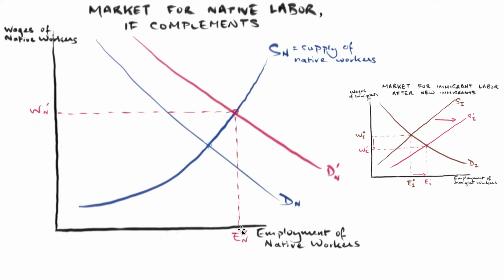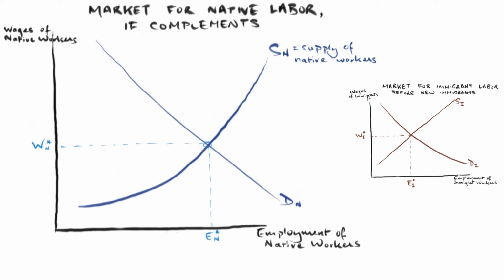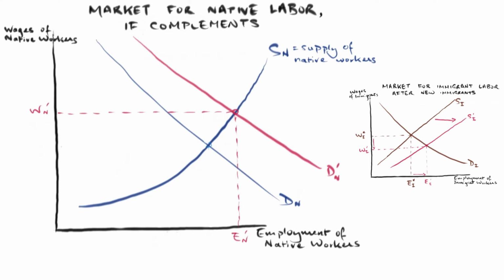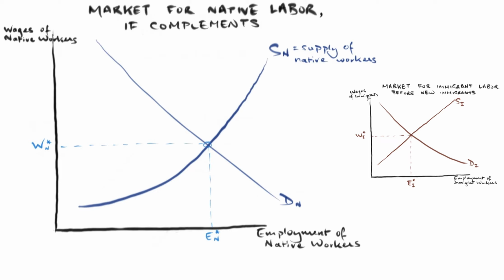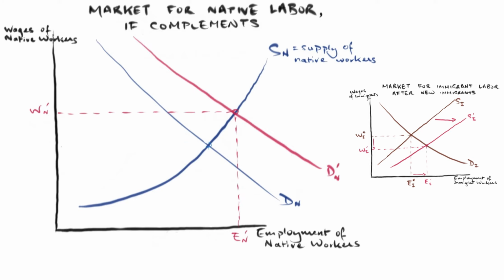So the final thing is I want to note these changes. From before the arrival of the immigrants to after the arrival of immigrants, both wages and employment have increased for native workers. So here again, before, here after, wages and employment have both increased. So the arrival of new immigrants is good for the native workers.